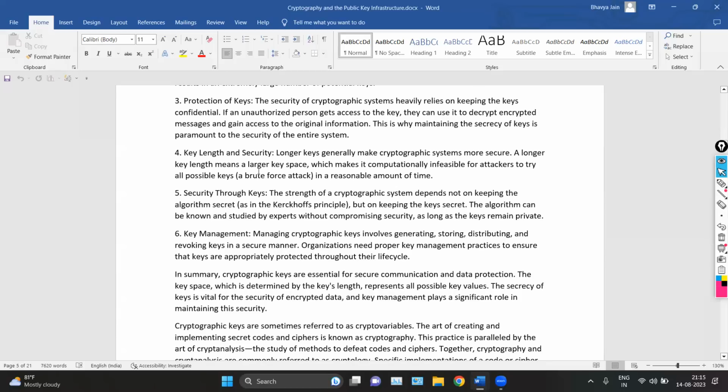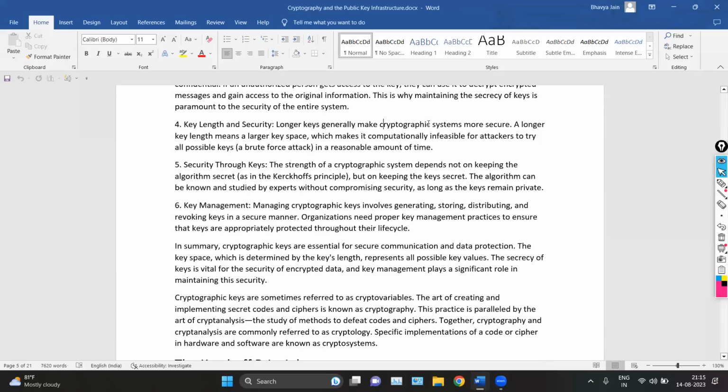Then we have key length and security. Longer keys generally make cryptographic systems more secure. A longer key length means a larger key space. So length is equal to key space. Key space is the number of combinations of characters included in your key. For example, if you have a 128-bit key, it is 2 to the power of 128. So that is the key length or key space.